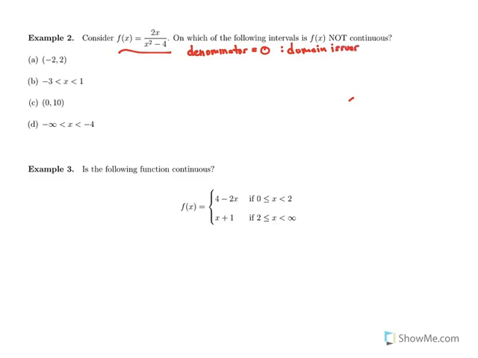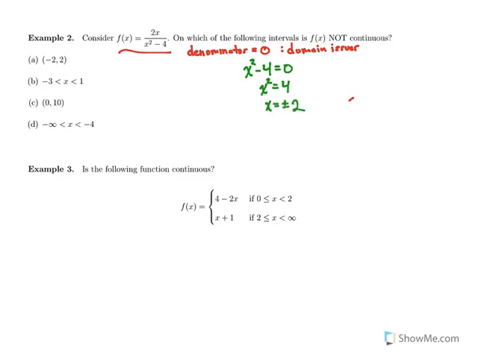And there's going to be no other point that has issues, because 2x is a continuous function, x squared minus 4 is a continuous function. We know that the division of continuous functions is continuous. So this whole thing's going to be continuous except for when the denominator is 0. So that's going to be at x squared minus 4 equals 0. That's x squared equals 4. Take the square root, we get positive or negative 2. So we are not continuous at positive or negative 2. So I should say x equals positive or negative 2.